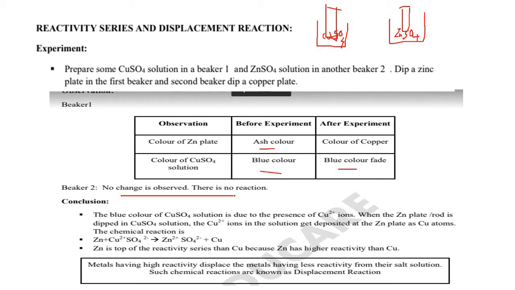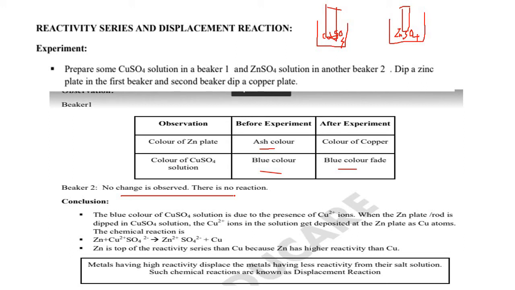So what are the things that you can conclude from this experiment? Again, remember this experiment. You have taken two beakers. One contained copper sulfate solution and the other contained zinc sulfate solution. You are dipping a zinc rod in copper sulfate solution and a copper rod in zinc sulfate solution. In your first beaker, the observation that you found is that earlier the zinc rod was ash in color. Now its color has changed to the color of copper.